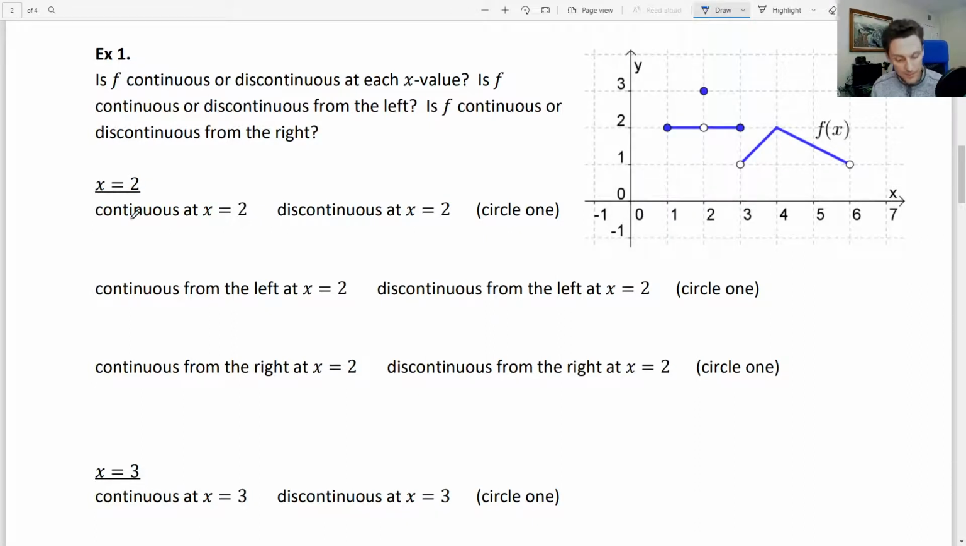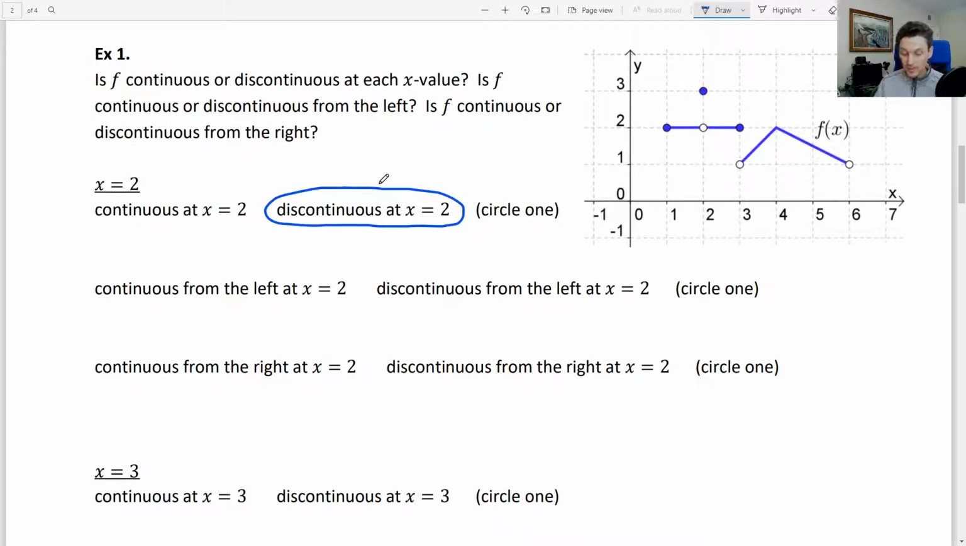So x equals 2. Is it continuous or discontinuous at x equals 2? Well, what do you think? If you said discontinuous, that would be correct. There's that jump that we have to make to draw this point up the top. This would be called a discontinuity, because we have to pick up our pencil and draw this dot up here and then continue drawing the graph at x equals 2. So we would say discontinuous at x equals 2 because of that.